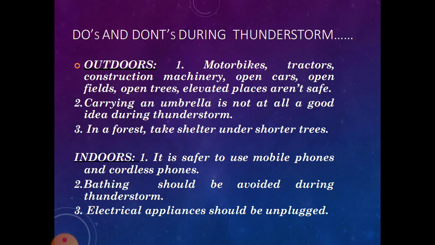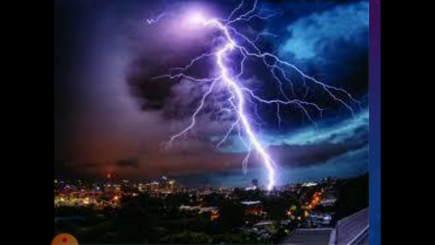The precautions which you should take outdoors: first, motorbikes, tractors, construction machinery, open cars, open fields, open trees and elevated places are unsafe. Second, carrying an umbrella is not at all a good idea during thunderstorm. Third, in a forest, take shelter under shorter trees. Indoors, it is safer to use mobile phones and cordless phones. Second, bathing should be avoided during thunderstorm. Third, electrical appliances should be unplugged. This shows thunderstorm as well as lightning.